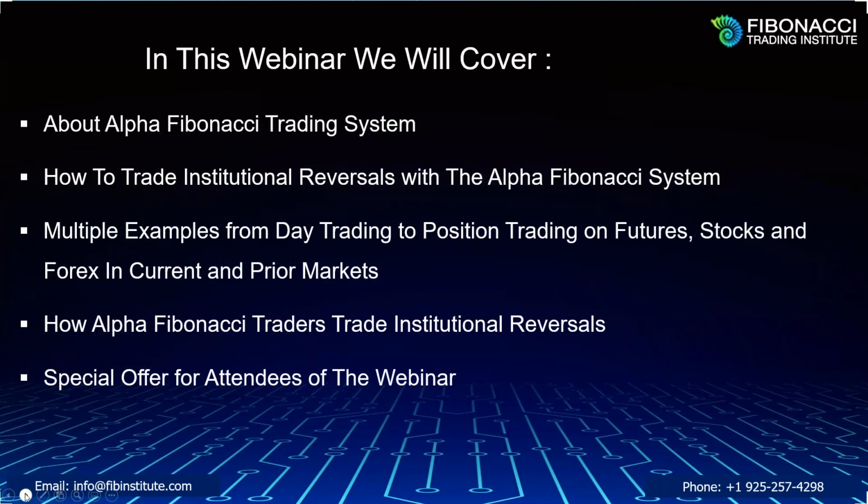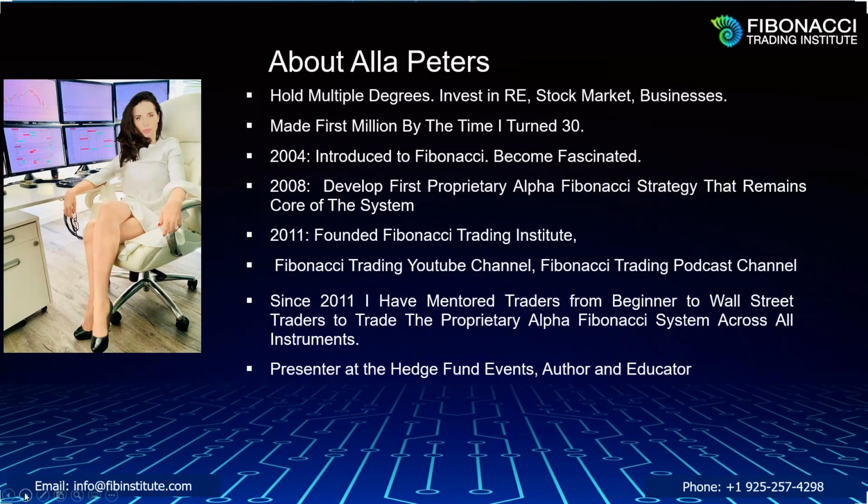Briefly about myself, I hold multiple degrees. I speak multiple languages. I have a large family. I arrived in this incredible country 32 years ago with nothing, with a newborn in my hands. Within the first 10 years, I made my first $1 million investing in real estate, the stock market, and my own businesses. In 2004, I was introduced to Fibonacci. It became fascinating. Witnessing the market crash of 2008 showed me clearly the market is an Alpha Fibonacci puzzle. In 2008, I developed the first proprietary strategy that remains the core of the system.